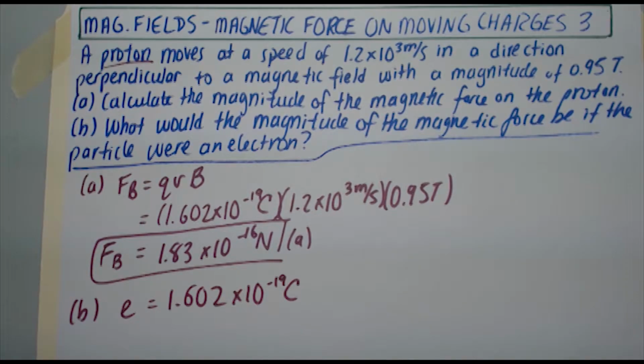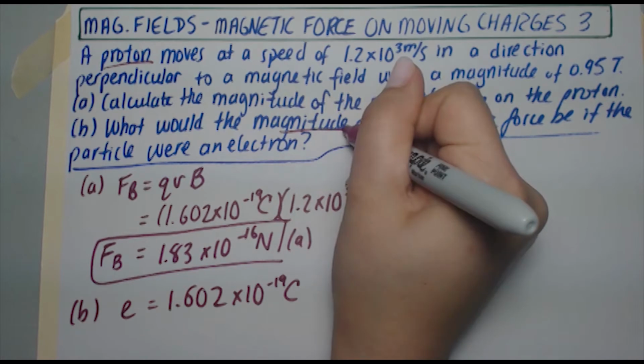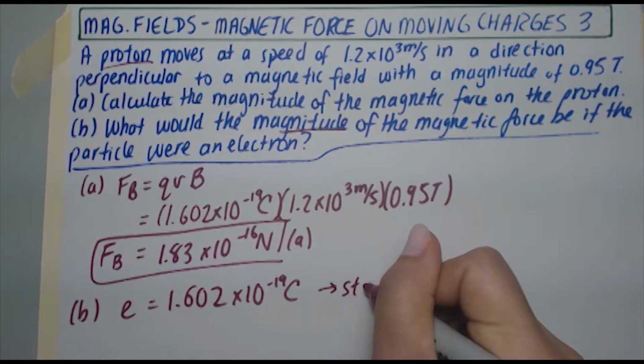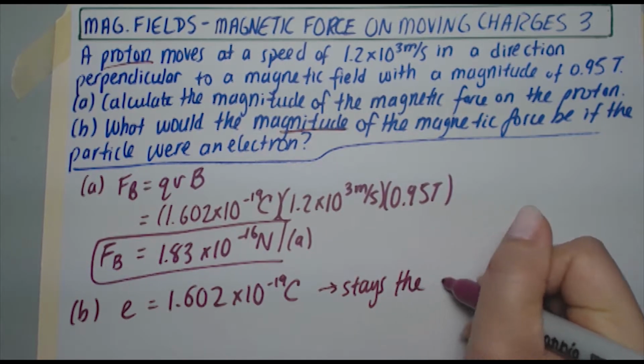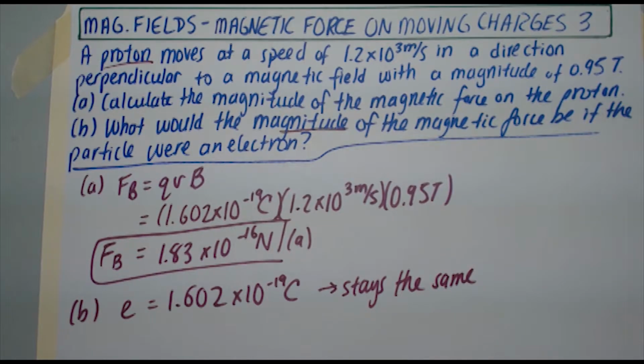The only difference is an electron has a negative charge, and therefore it's going to move in a different direction because it has the opposite charge to a proton. But we're only asked about magnitude here, and the magnitude is going to stay the same, okay? Because the particle has the same magnitude of charge. The direction it's going to move is different, but we don't care about that in this problem.